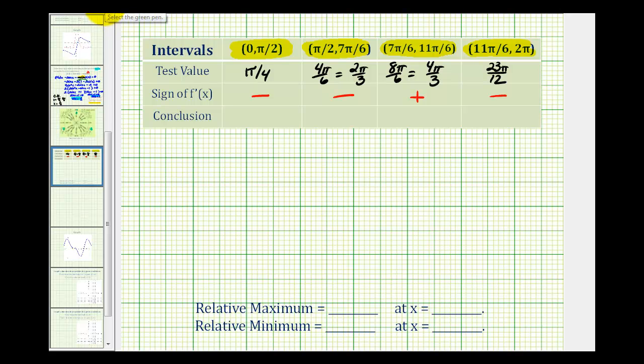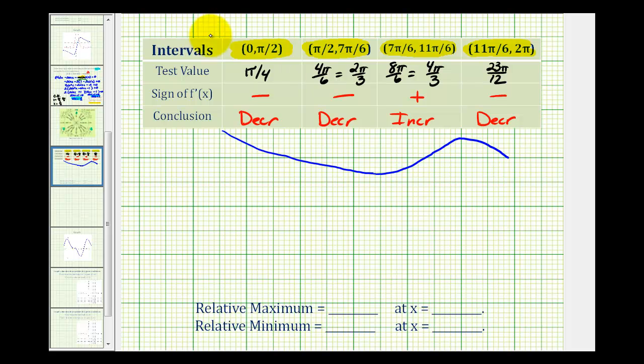So this tells us the function is decreasing on this interval, still decreasing, increasing on this interval, and decreasing on this interval. So to get an idea of what this means, notice how on these first two intervals the function is decreasing, which means it's going downhill from left to right. But then at 7 pi over 6 it starts to increase, and then at 11 pi over 6 it starts to decrease again. So notice at 7 pi over 6 we have a low point or relative minimum, and at 11 pi over 6 we have a high point or relative maximum.